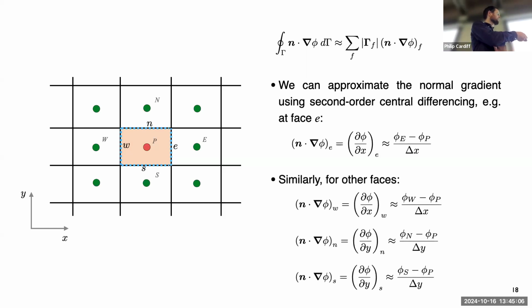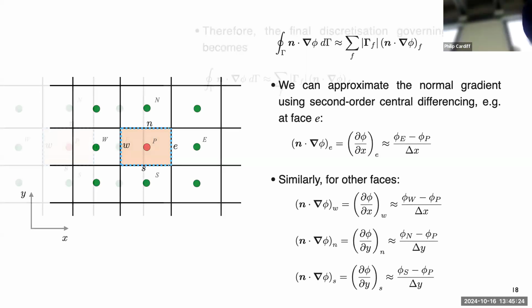So then we will do that for the other faces as well: west, north, south, in terms of the two values of the cell centers. Sometimes, even though nodes can mean corners, in finite volume when they talk about the nodes, they just mean where the variables are stored. So the computational nodes here will be at the cell centers.